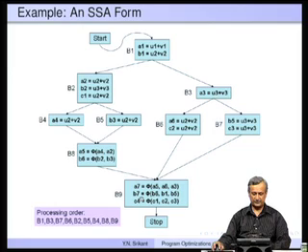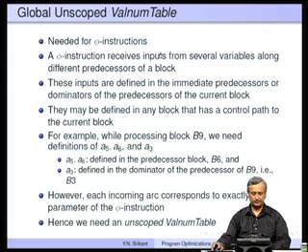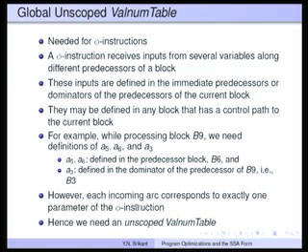So, whereas if you take B7, B6 comes from here, B1 actually comes all the way from the top, okay, and B5 comes from here. So, in general the variable could come from anywhere subject to the dominance property of course, any one of the dominators. However, each incoming arc corresponds to exactly one parameter of the phi instruction. So, since the parameter can come from any of the dominators or the predecessors, we need an unscoped value number table. It is not possible to use a simple scoped table, we need an unscoped Val-num table for this.